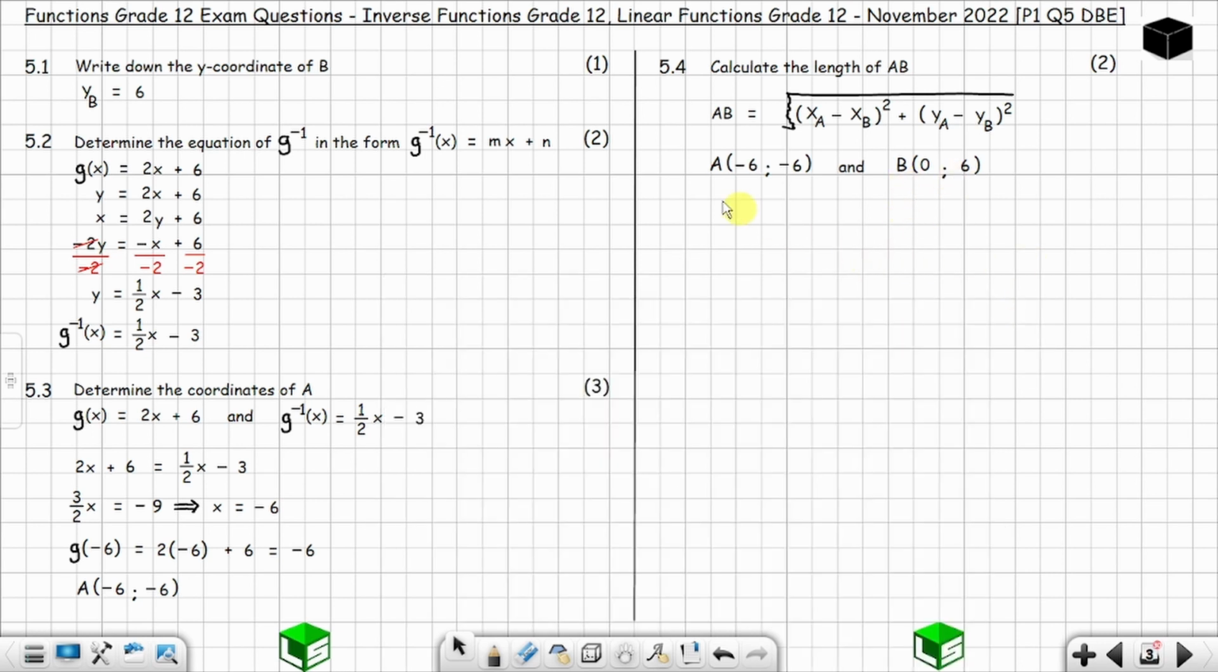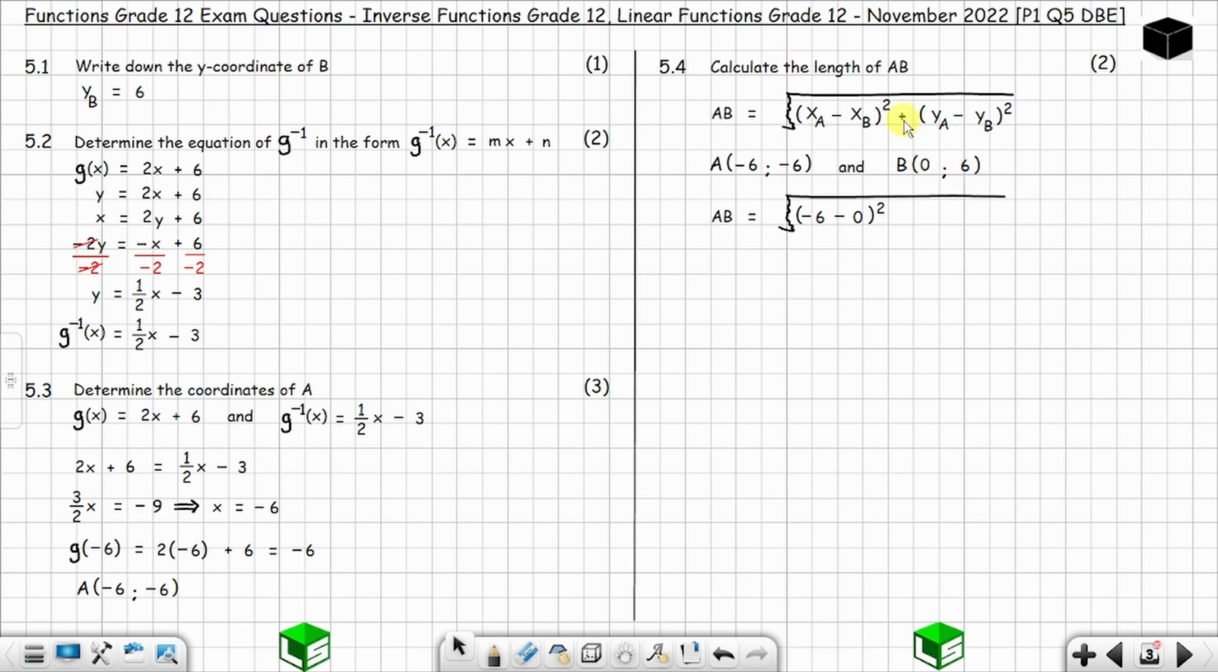Okay, now you have the coordinate of A and the coordinate of B. You can use these coordinates to calculate the length AB. Okay, so AB is equal to square root of, in bracket you have the x coordinate of A. There's A. The x coordinate is negative 6 minus the x coordinate of B. There's B. The x coordinate is 0. You close the bracket, square. Remember, the first coordinate is always x and the second coordinate is always y.